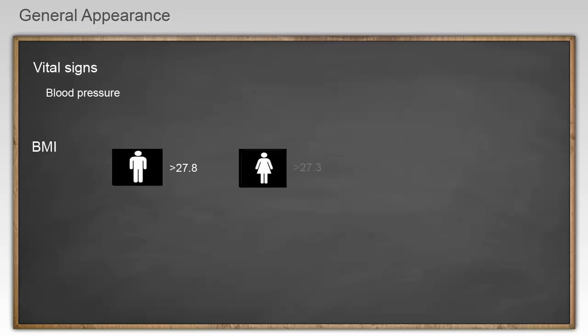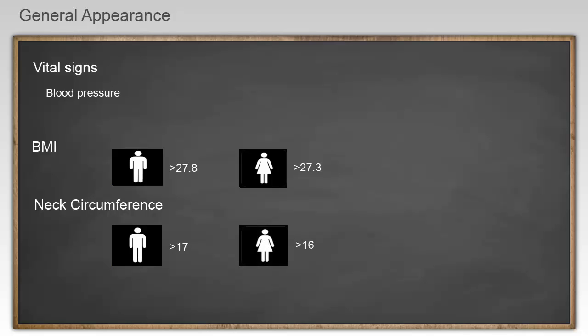Hypertension is correlated with obstructive sleep apnea severity. BMI should also be calculated. BMI greater than 27.8 in men and 27.3 in women is associated with higher rates of sleep apnea. Larger neck circumference, measured at the level of the cricothyroid membrane, is also associated with increased rates of obstructive sleep apnea, specifically greater than 17 inches in men and 16 inches in women.